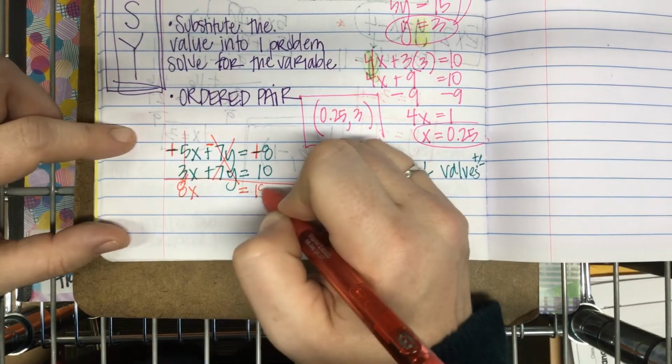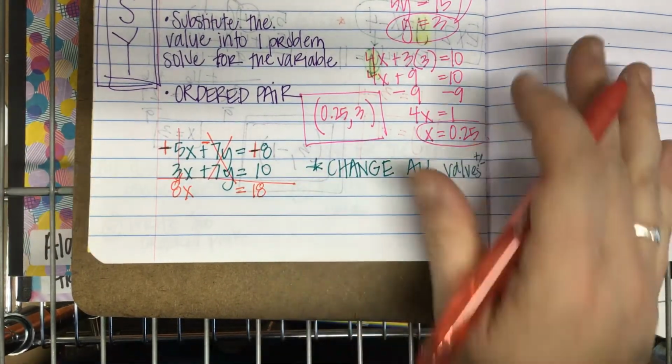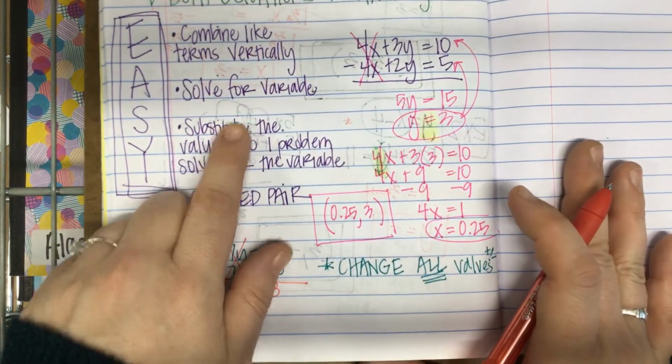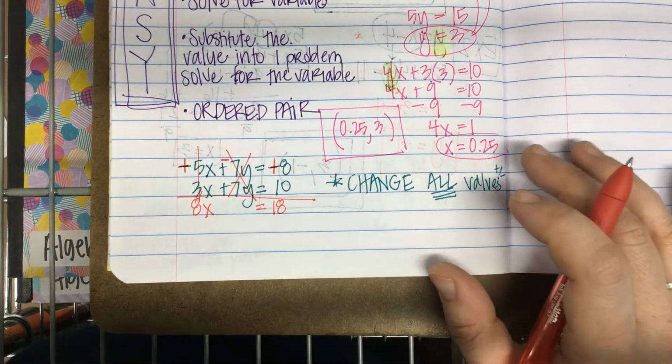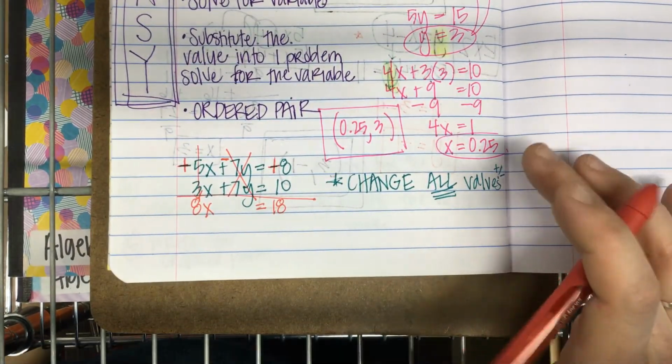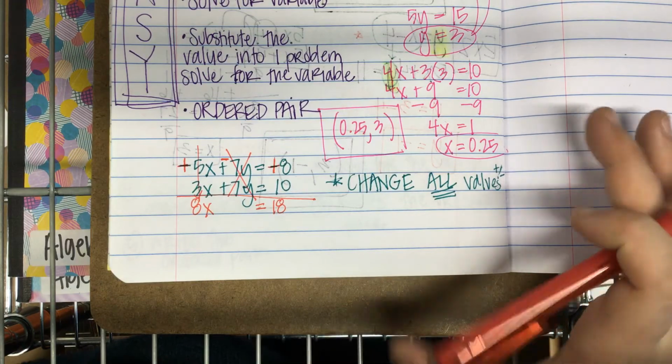And I get 18. And then you can continue to solve. Solve for the variable, substitute that number into one of the original problems. It doesn't matter which one. And you solve. Pretty straightforward?